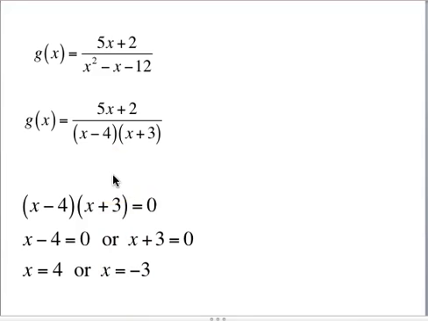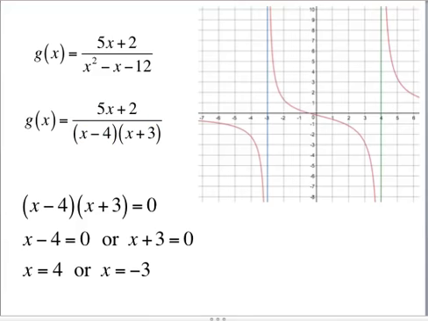So indeed, we have a situation here where that will be vertical asymptotes both at x equals 4 and at x equals negative 3. If the top and the bottom are both 0, then it's not a vertical asymptote. That will give us a hole. We'll talk about that in a later example here. So x is 4, x is negative 3. Those would be the two vertical asymptotes for this problem.